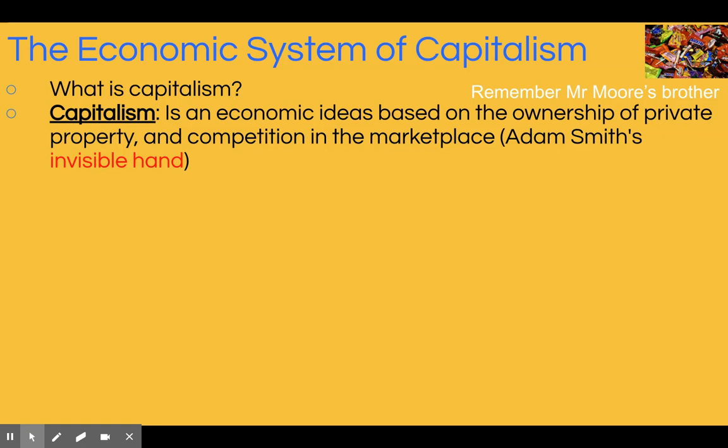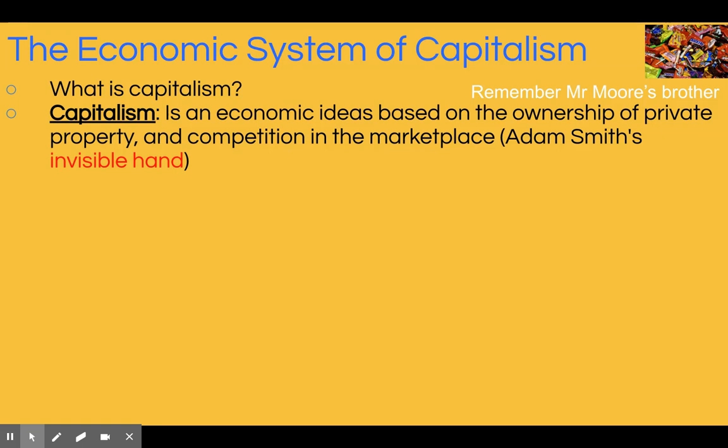So capitalism is an economic idea based on the ownership of private property and competition in the marketplace. There was a dude back in the 1700s named Adam Smith who wrote a book called The Wealth of Nations. In 1776, good year for Americans, right? That's when we started our Declaration of Independence. And that's when Adam Smith was writing this book on the wealth of nations.